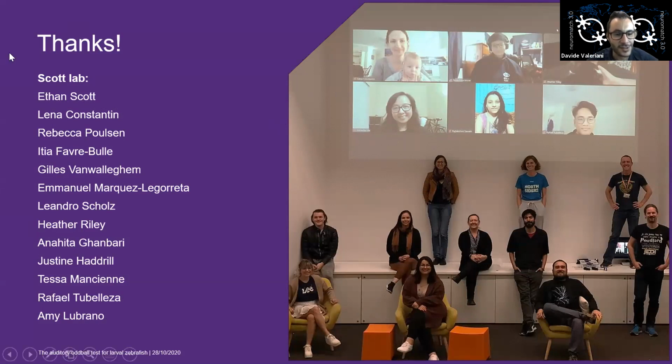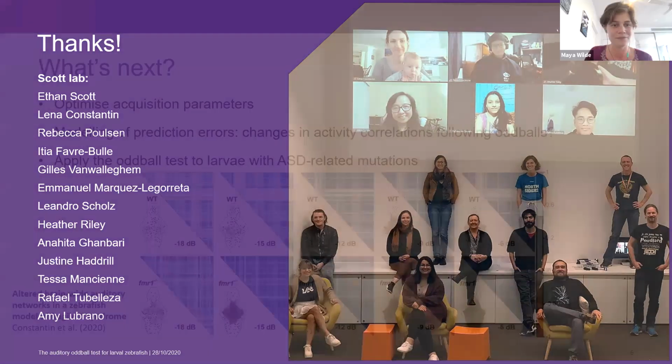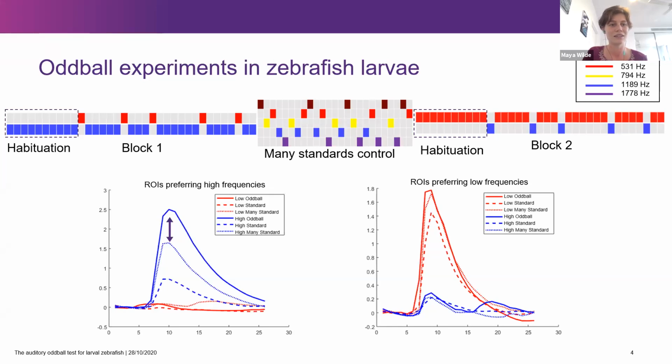I have a few questions. If you can go back to the results slide, actually. I wasn't clearly understanding what was the difference between the standard condition and the many standard one. So the many standard is the middle one, and the standard is?